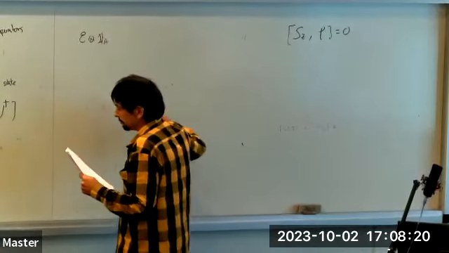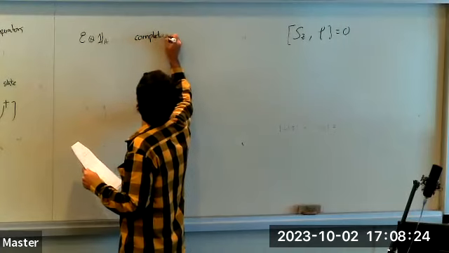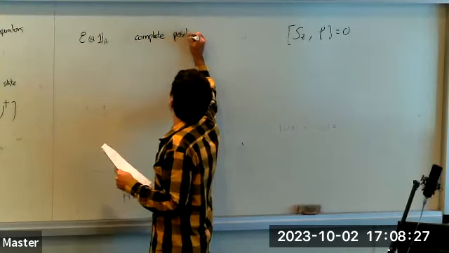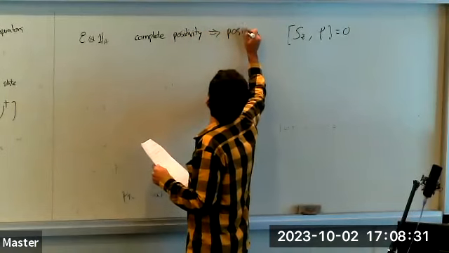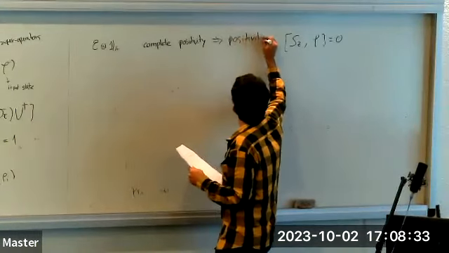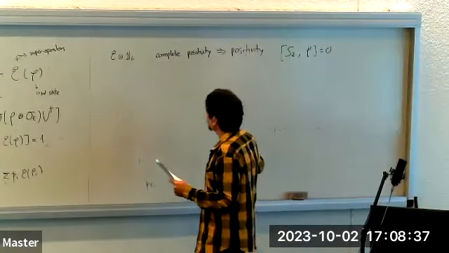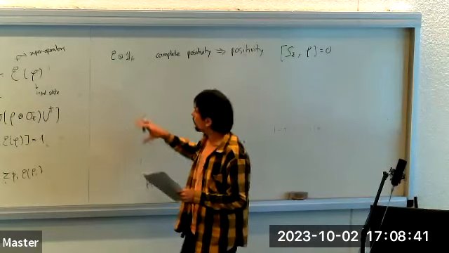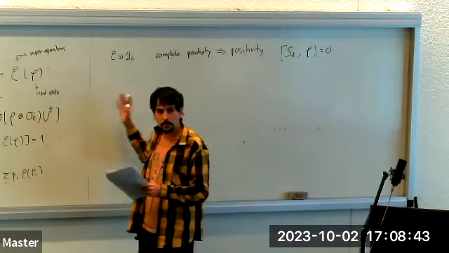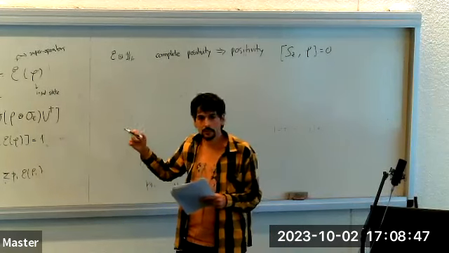And of course, complete positivity implies positivity, but not the other way around. And one example is, for example, the transposition operation. If you transpose the density matrix, this is positive, but it's not completely positive. Okay, so it's not a legal evolution. It's not a physical evolution.